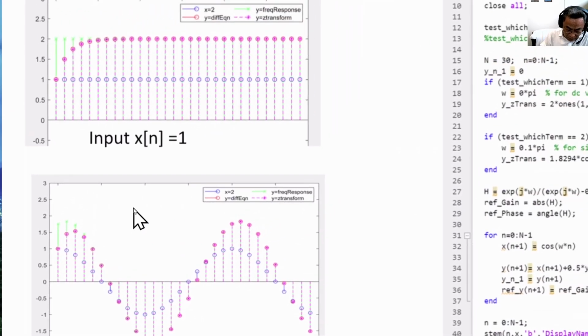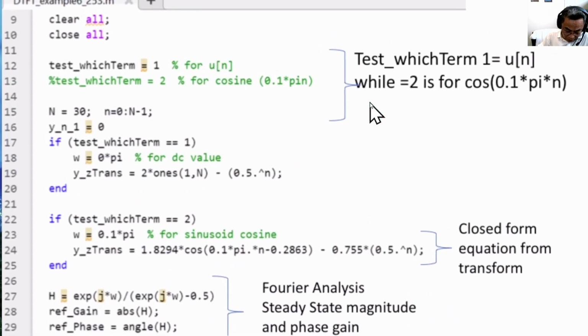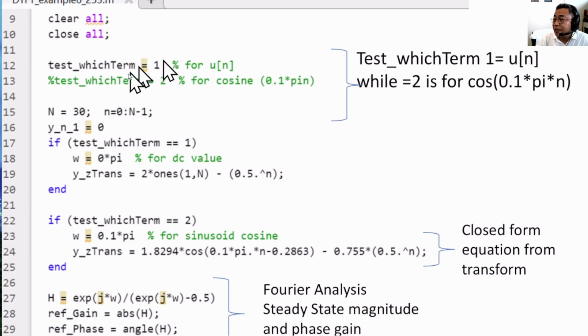So we have broken the input into two parts, and we'll study them individually. So how do we do this? Well, let's look at the code now. I'm going to test different terms. If I test term 1, it means the unit step. If I test term 2, it means cosine 0.1 pi n. So let's see how we do it for the first one, which is term 1.